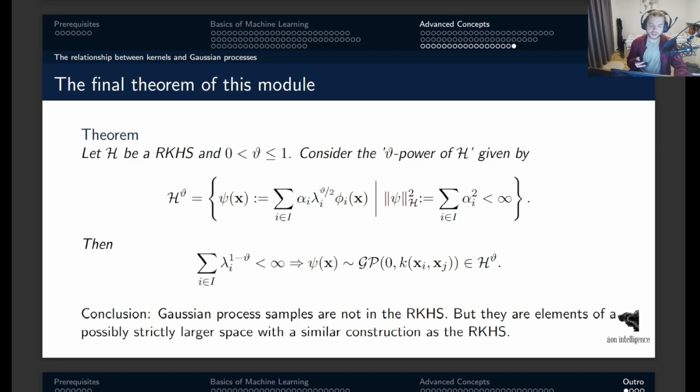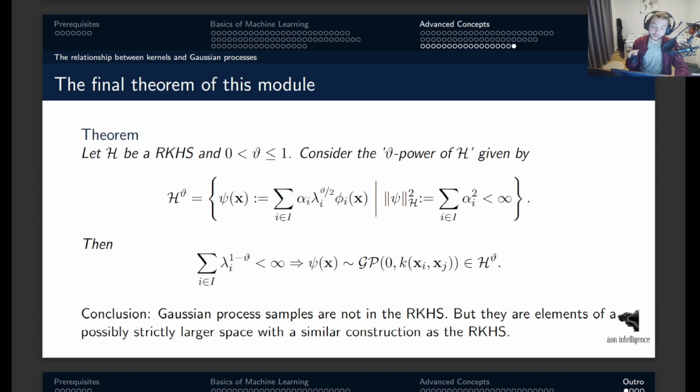But it would be odd, I think, if there was no relation between the draws from a Gaussian process and the reproducing kernel Hilbert space induced by the kernel. And this will lead us to the final theorem of this module. So let H be an RKHS. And further, we have some number theta that is strictly larger than 0, but smaller or equal to 1. Now we construct a new set, which we will call H to the power of theta. And it's defined as such.